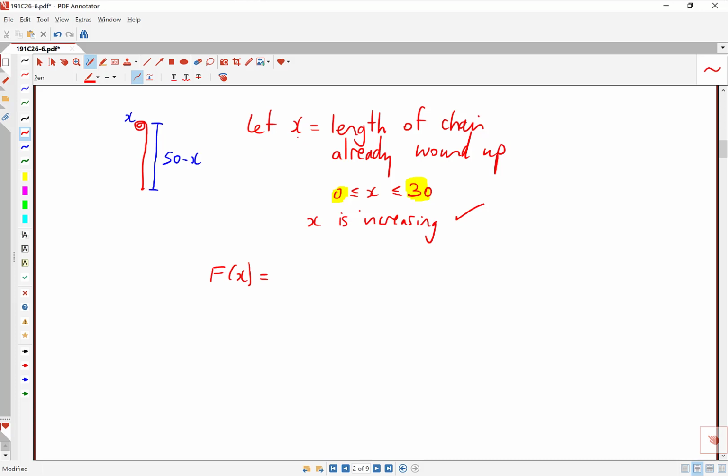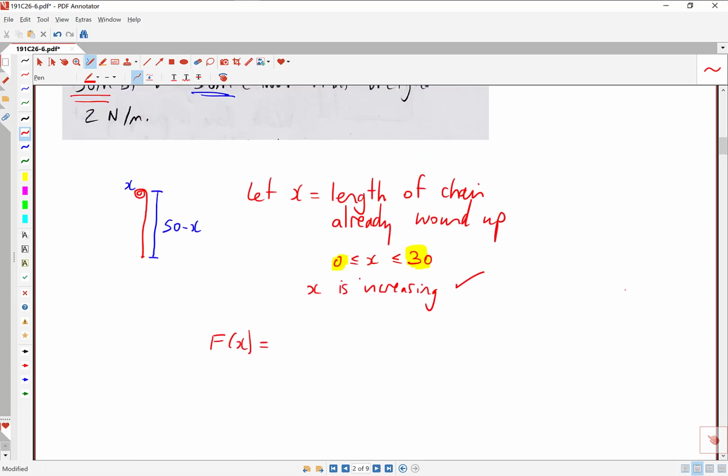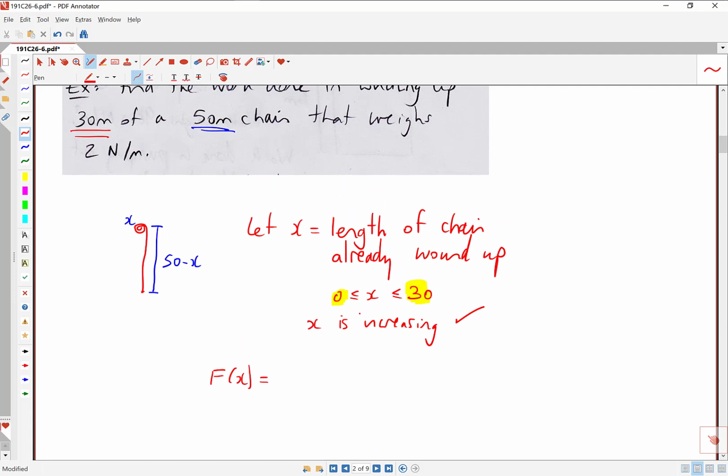If we freeze the problem at any particular x value, what force is being exerted? Well, that's coming from the weight of the chain. And we know that the chain weighs 2 newtons per meter. I'm going to write down our units here. So 2 newtons per meter times, if we multiplied this by the number of meters of chain that we still got to wind up, then we'll have something in newtons.